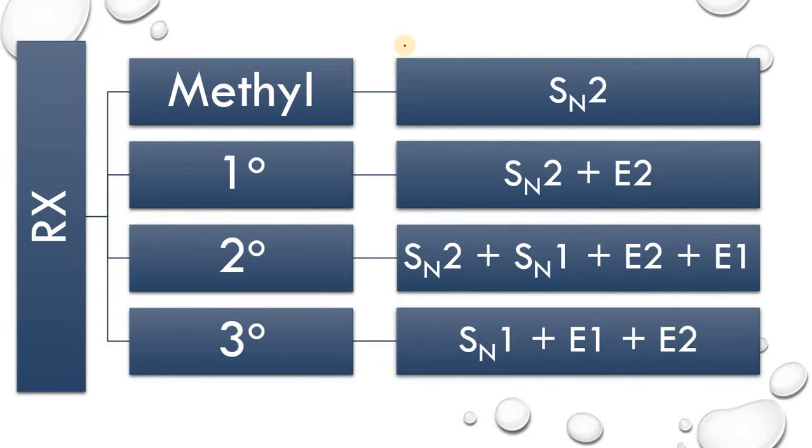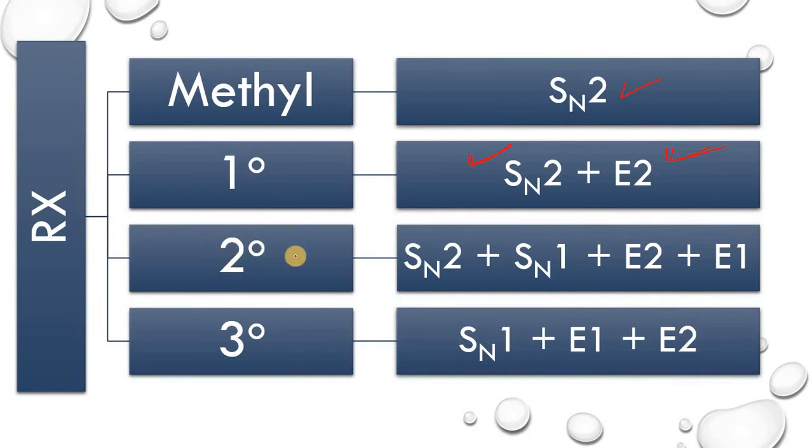In this video, I will explain the competition between SN1, SN2, E1, E2 reactions. If you take alkyl halide, in case of methyl alkyl halide, whatever chemical species you take, whatever nucleophile or whatever base you take, there is only SN2 type of reaction. In methyl case, there is a SN2 type of reaction. If you take primary alkyl halide, there is a possibility, there is a competition between SN2 and E2 reactions.